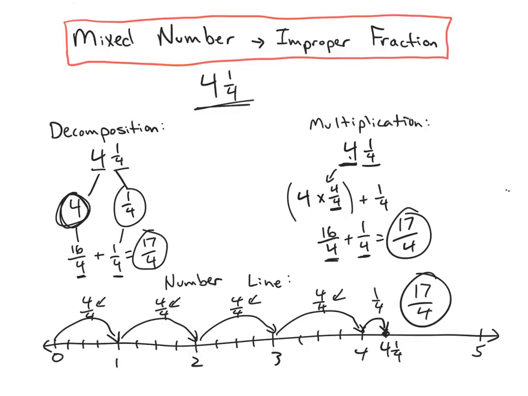So all three of the strategies are similar. They have just little minor differences, but essentially what we need to do is take that whole number, rewrite it in terms of the units that we're looking at, in this case fourths, and then add in the fraction part of the mixed number.